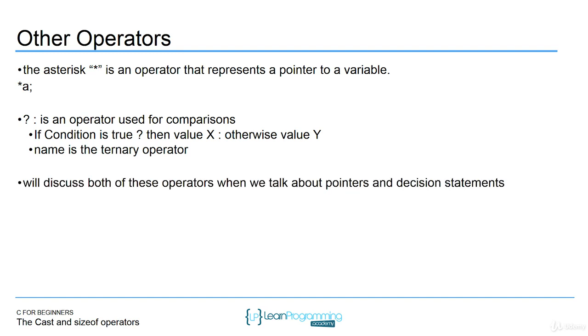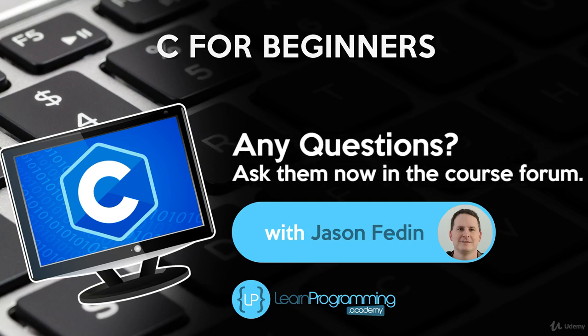But again, I don't want to really discuss these in a lot of detail now because we're going to talk about these when we talk about our specific subjects. We'll talk about the ternary operator when we talk about decision statements. We'll talk about the asterisk operator, unary, when we talk about pointers. But if you see this right now, and I wanted to mention it now because they are technically operators, we'll understand their use cases when we talk about those concepts.